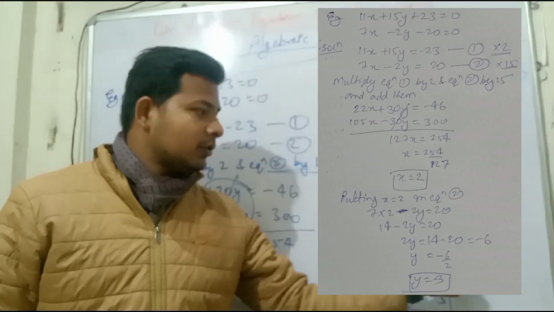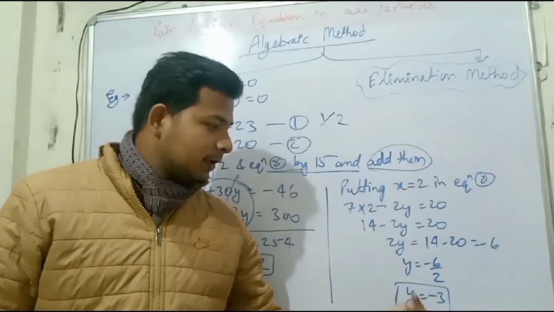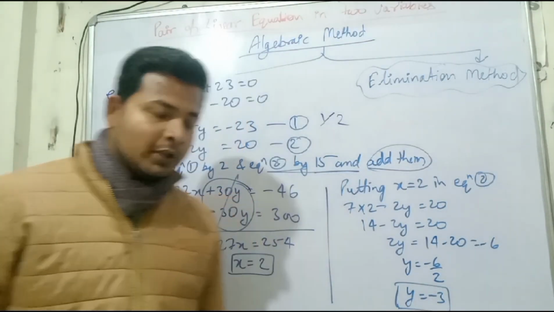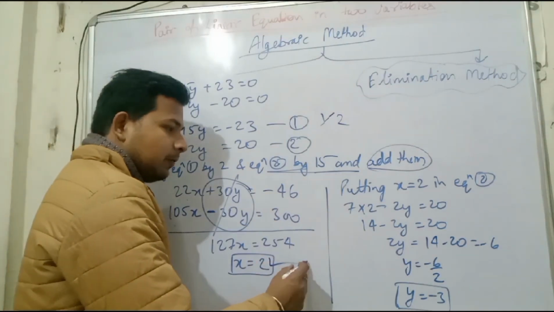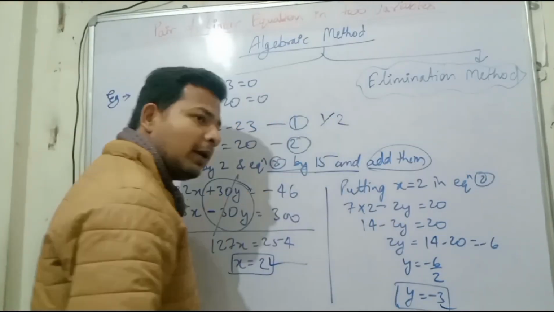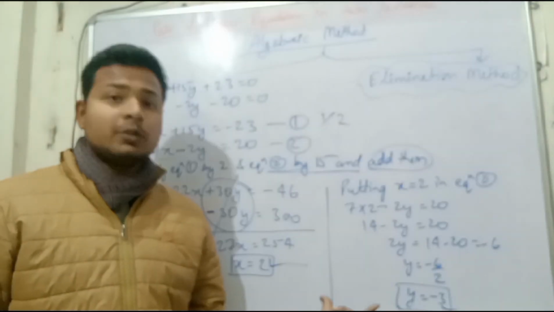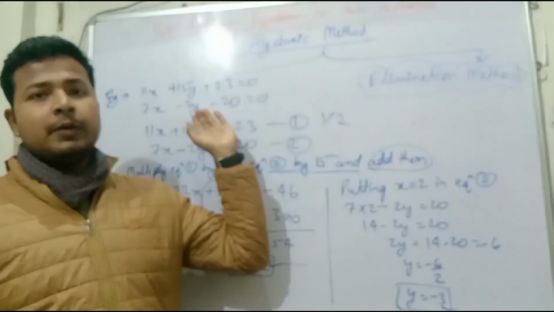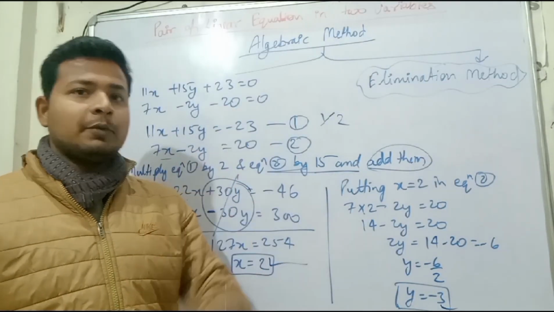If you solve that, 2y will be equal to minus 6 and y will be minus 3. So we have the value of x as 2 and the value of y as minus 3. This is our required solution for the given pair of linear equations in two variables.